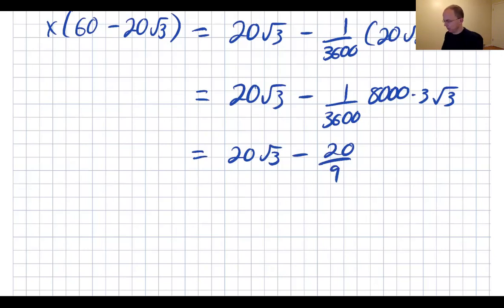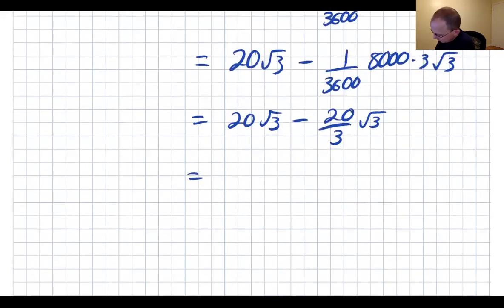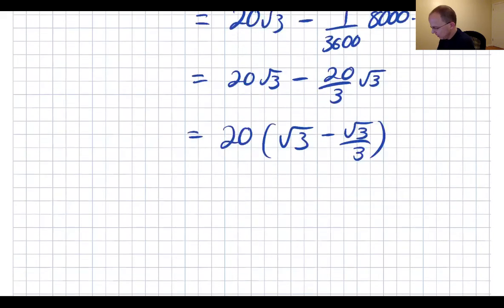Oh, times 3. I forgot to multiply by 3. Times 3, that's 20 over 3. Okay, so 20 over 3 root 3. So we could factor out the 20. We get root 3 minus root 3 over 3. And yeah, I don't know, I guess that's probably as good as it gets. Let's type that in and see what we get in the computer.